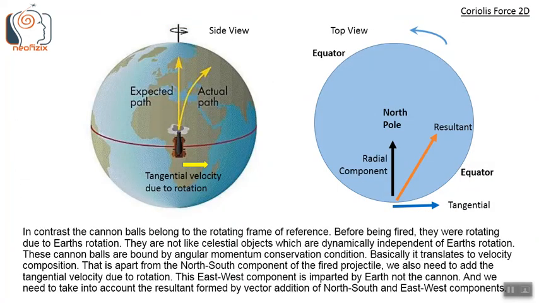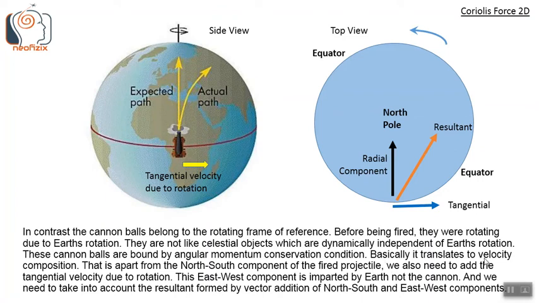In contrast, the cannonballs belong to the rotating frame of reference itself. They are part of the rotating Earth. So before being fired, they were rotating along with the Earth, unlike objects outside the Earth, which do not rotate with Earth's rotation. These cannonballs are not like the celestial objects which are dynamically independent of Earth's rotation. These cannonballs are bound by the angular momentum conservation condition because they are part of this rotating Earth.